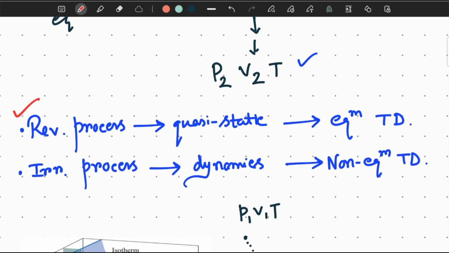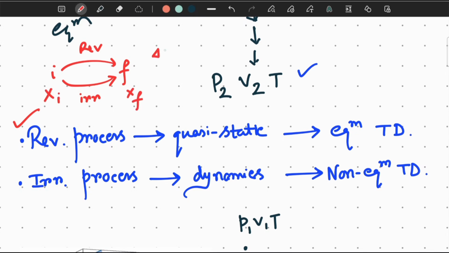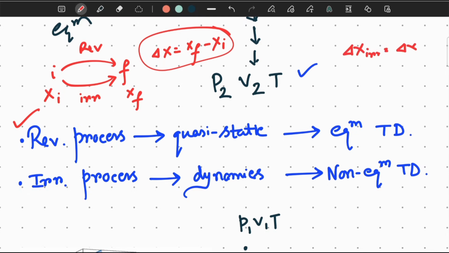But where is the catch? Let's say a system is changing from the initial state to the final state through a reversible or an irreversible path. If it is a state function, let's say any state function x, with xi and xf, then del x, the difference xf minus xi, will be the same for both paths. So del x irreversible equals del x reversible. That's why you can follow this equilibrium thermodynamics formalism, because it gives the same result even if the process follows an irreversible path, since these are state functions.